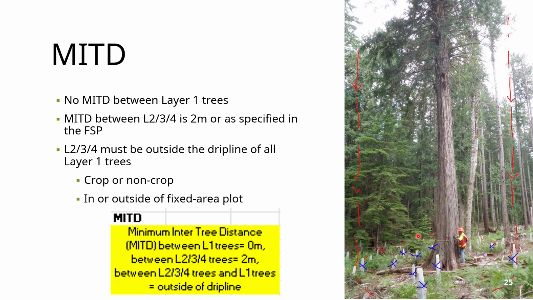So none of these trees can actually be taken as well spaced or free growing, unfortunately. And if you did have any trees that are really, really close to this drip line, you measure the understory trees from their main stem pith.